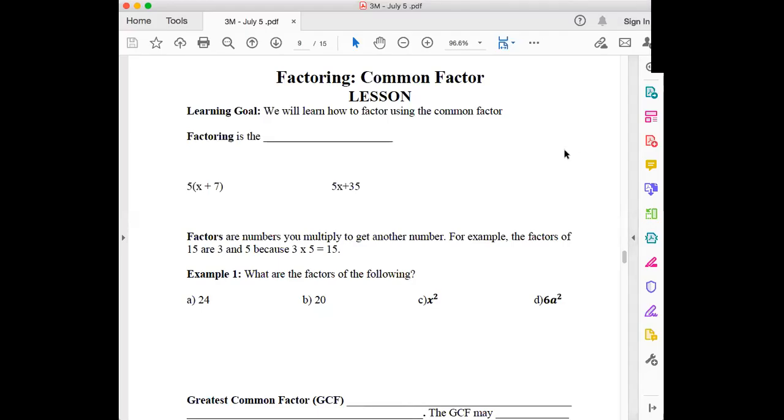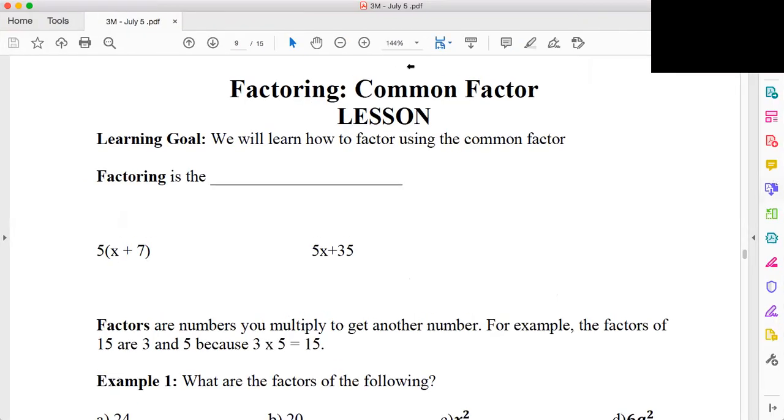Okay, so now we're on to factoring. When we look at factoring, that is the opposite of what we just learned about, so expanding. If we look at the example here, I'm going to make this a little bit bigger. Our learning goal will be how to factor using common factors. I'm hoping this is a bit of a review for you. You should have done this in grade 9 as well as grade 10.